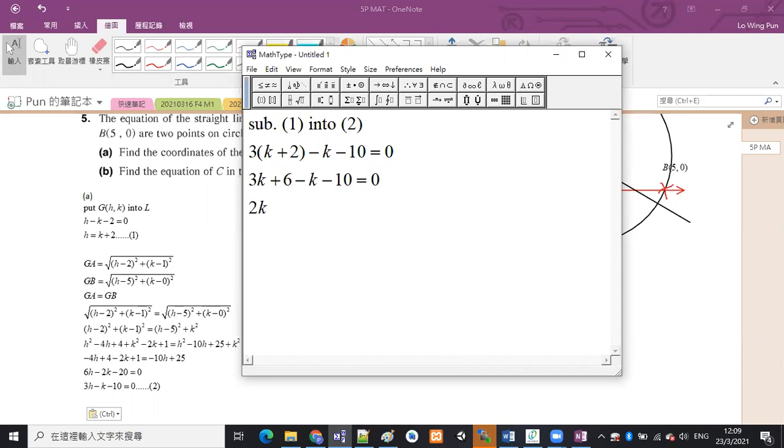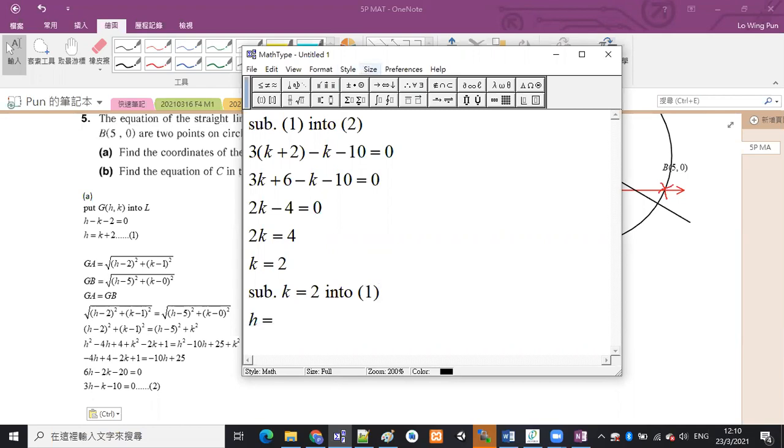Then 2k minus 4 is equal to 0. 2k is 4 and k is 2. And that's how we can find the value of k. And then when we have found the value of k, we just substitute the value of k into equation 1 to calculate the value of h.